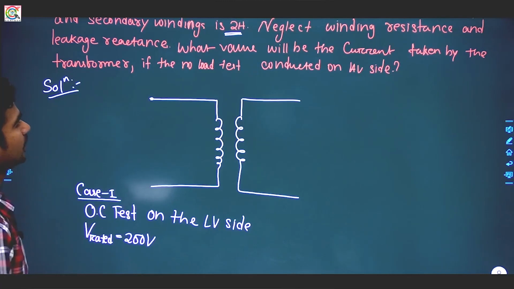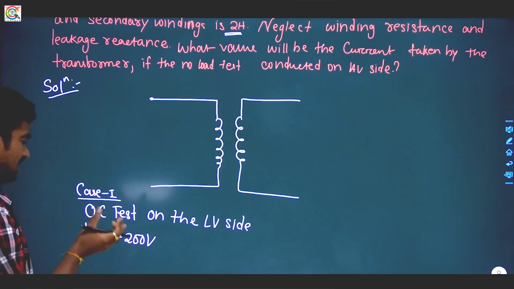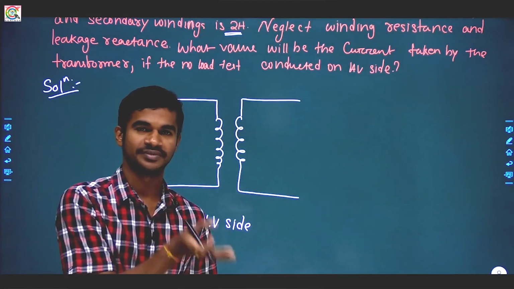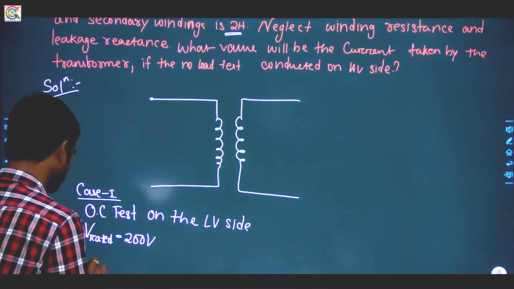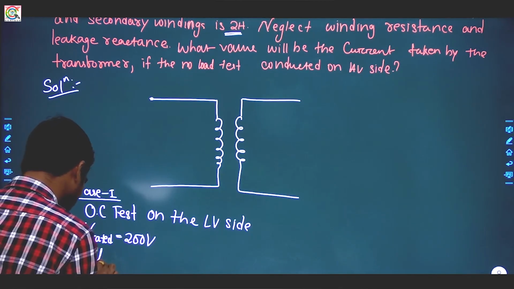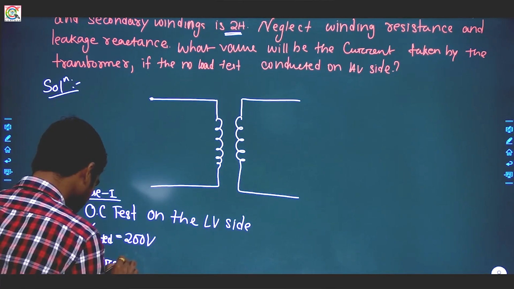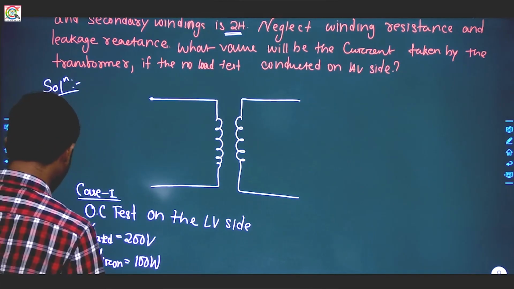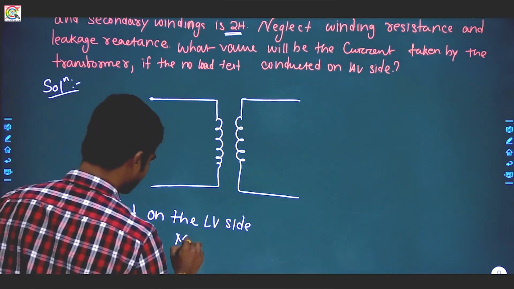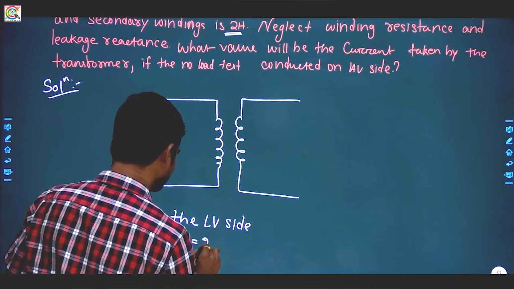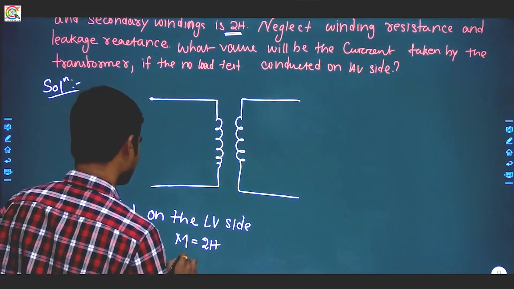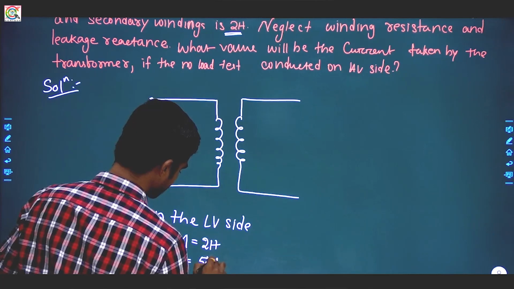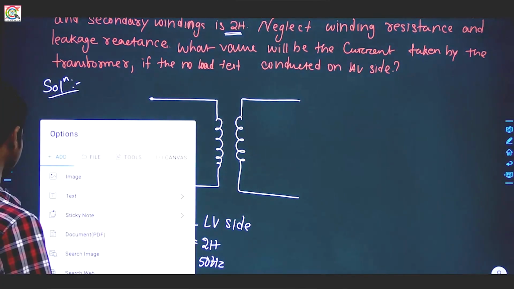Similarly, the open circuit test wattage is the iron loss. What is the iron loss in this case? W iron, the iron loss, is 100 watt. The mutual inductance between the primary and the secondary side is 2 Henry. The frequency of operation is 50 Hertz. Correct?